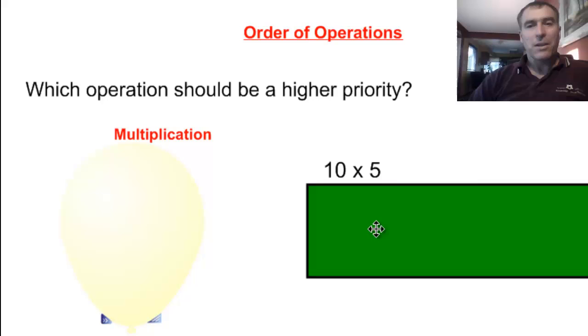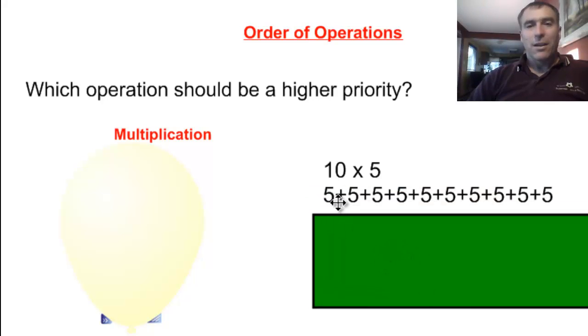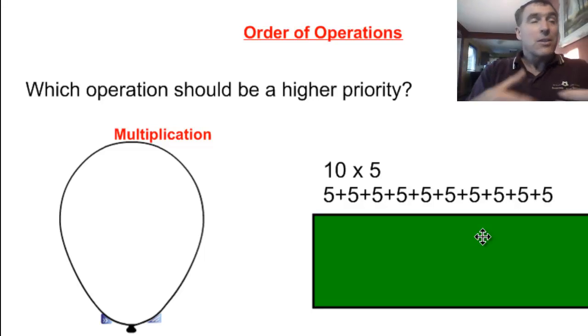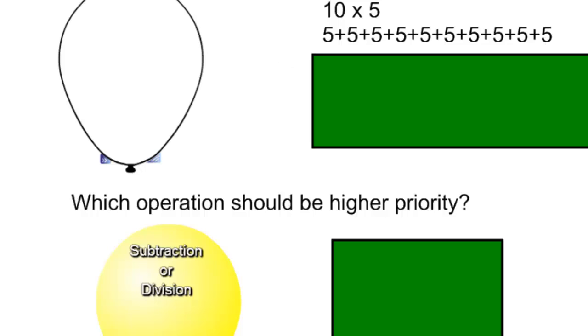Multiplication is higher because if you look at it, you would just have 10 times 5, versus 10 groups of 5: 5 plus 5 plus 5 plus 5 plus 5, and on and on. Obviously 10 times 5 is a neater way to put it. So it makes sense that when you come across an addition question and a multiplication question, multiplication should get a higher priority. Well, let's look at another one.